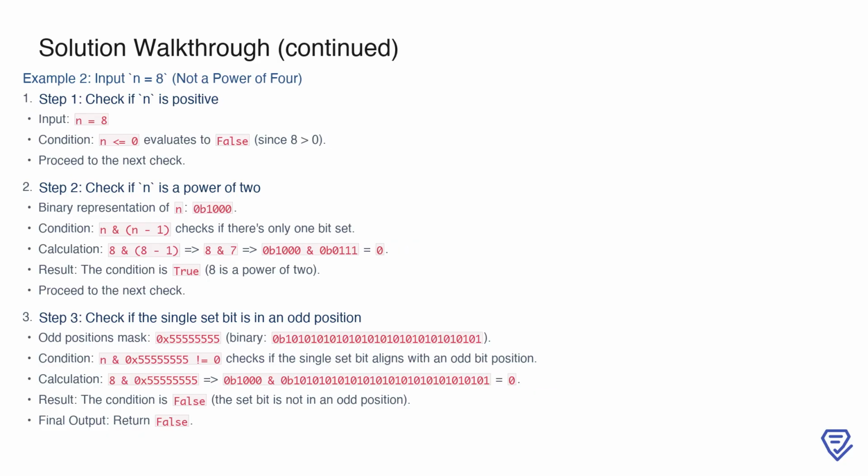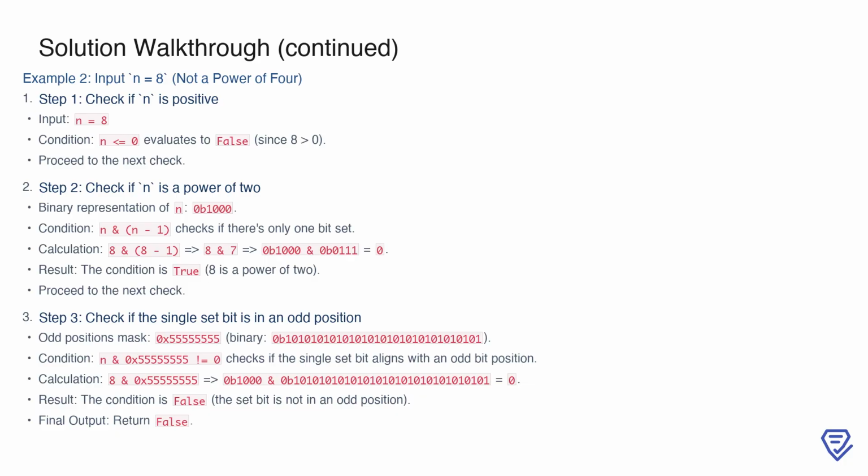Now, let's analyze the case of n equals 8 to determine if it's a power of 4. First, we check if the number is positive. Since 8 is greater than 0, this condition is met. Moving on, we test if 8 is a power of 2. The binary representation of 8 is 0b1000. Using the condition n & (n-1), we compute 8 & 7, which simplifies to 0b1000 & 0b0111, resulting in 0. This confirms that 8 is a power of 2.